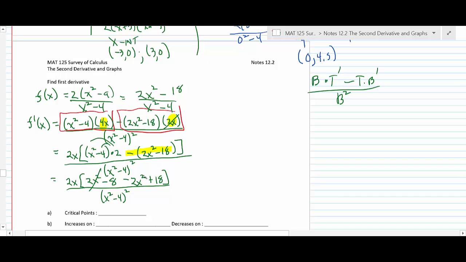Okay, the 2x squareds cross out. So what you have is a 10. Now I'm going to do this in my head, so make sure you follow this. 18 minus 8 is 10, right?